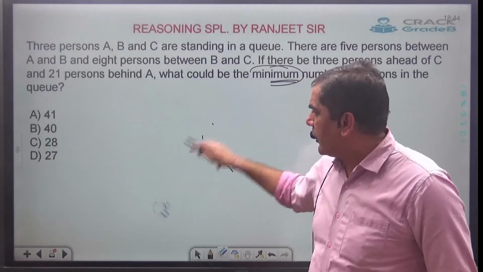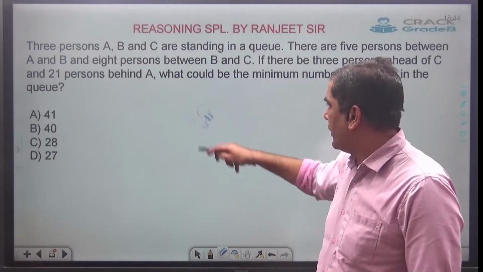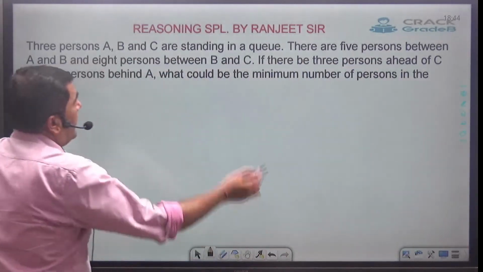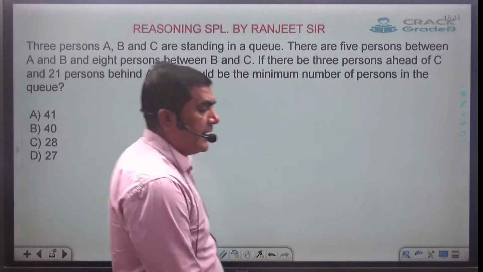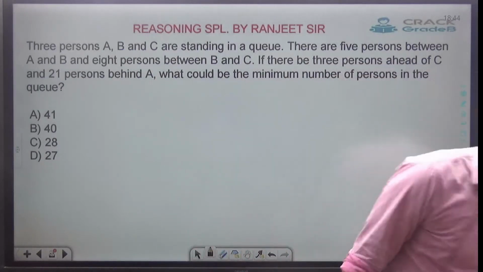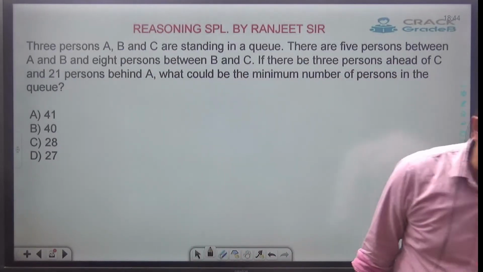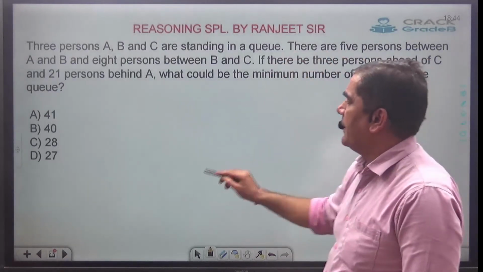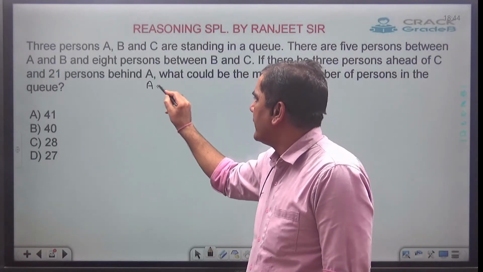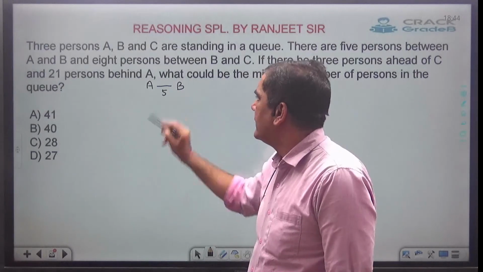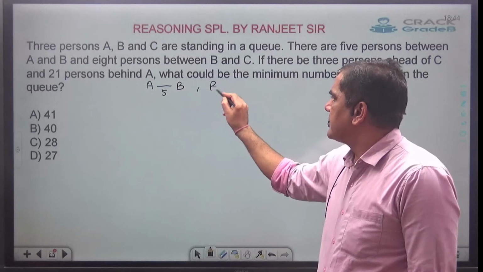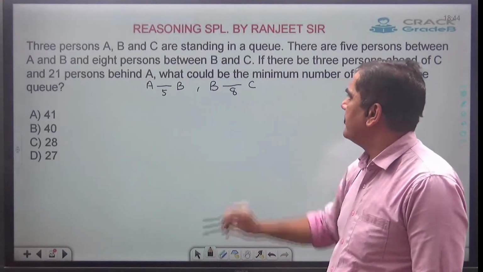First I'm plotting for minimum, then I will plot for maximum. Before that, let's see what conditions they have given. A, B, C, 3 persons need to be seated in a queue. First condition, there are 5 persons between A and B, so A and B must have 5 between them. And 8 persons between B and C, so B and C must have 8 between them.